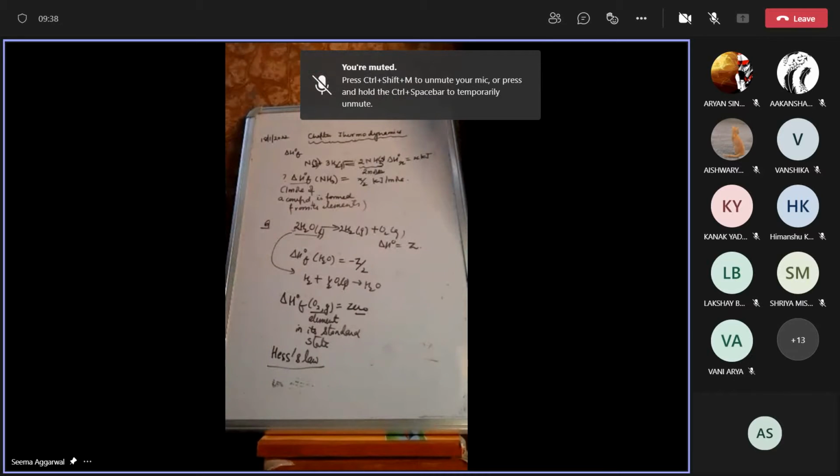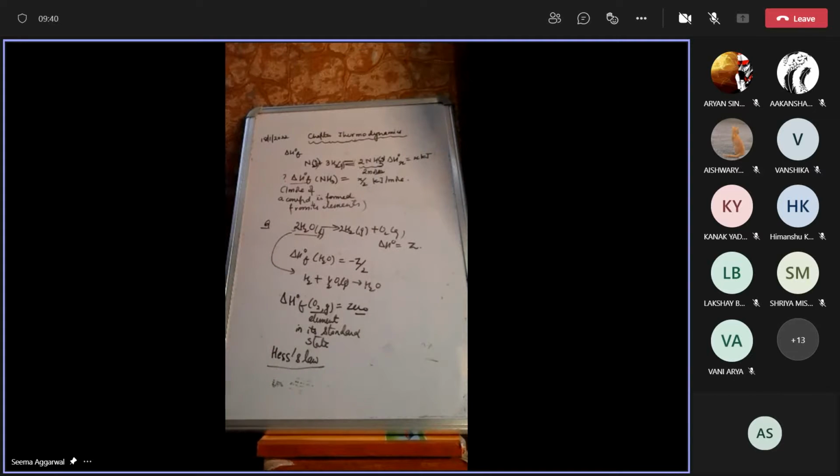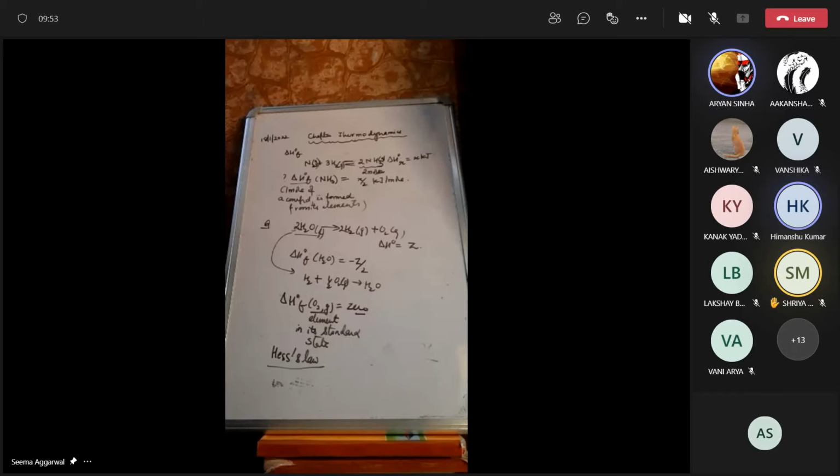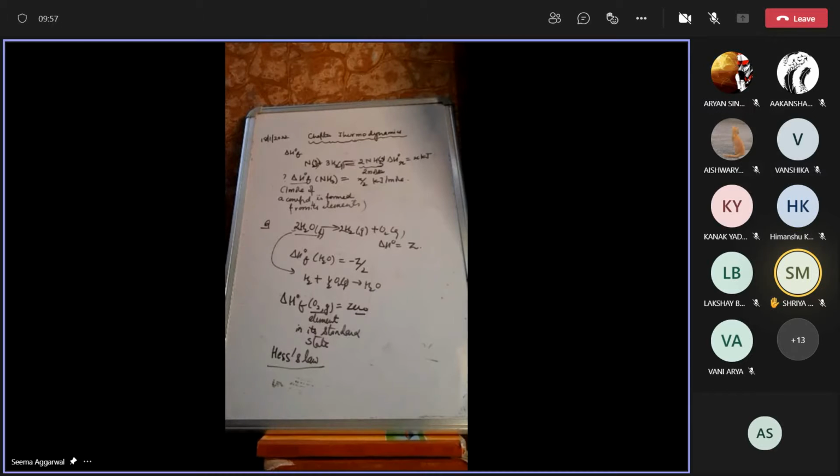Okay. Then we have done a number of definitions like enthalpy of combustion. What is the meaning of enthalpy of combustion? Amount of energy released or evolved when one mole of substance is burned completely in oxygen, sufficient to produce CO2 and H2O. Yes, it is the energy released when one mole of a substance is completely burnt in the presence of oxygen.